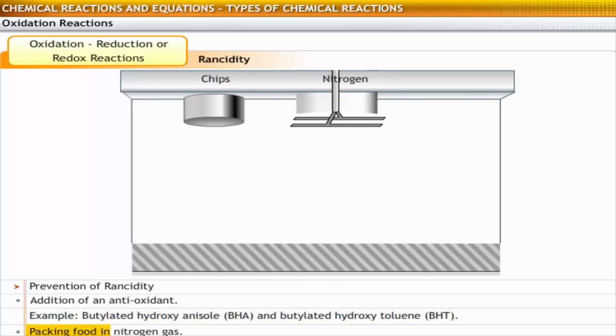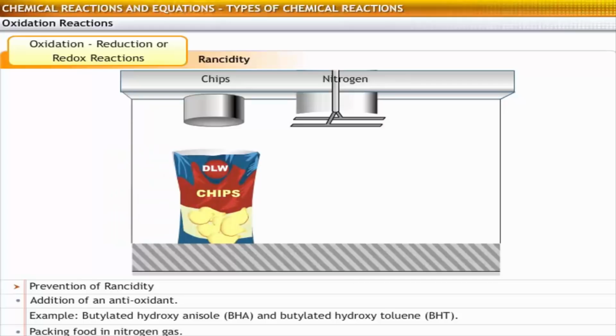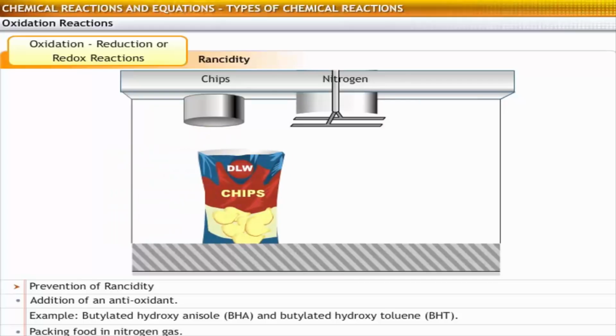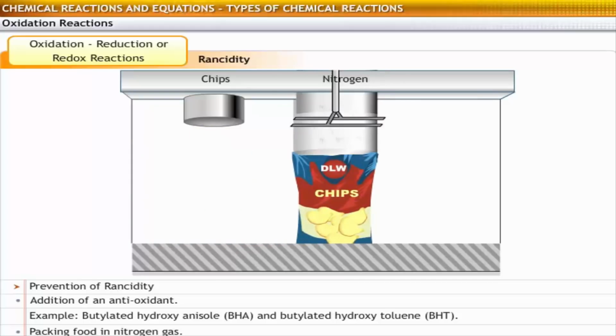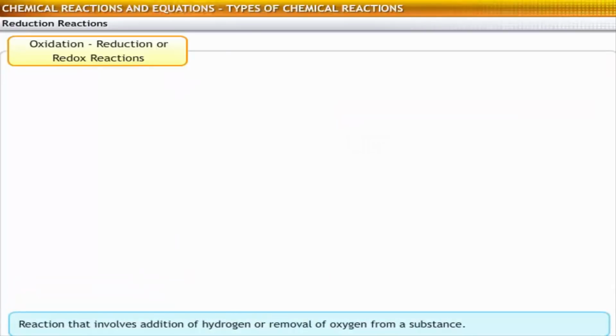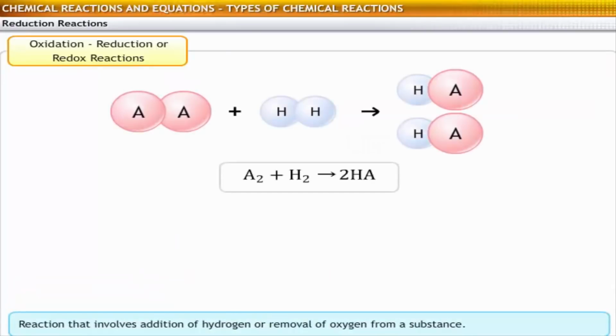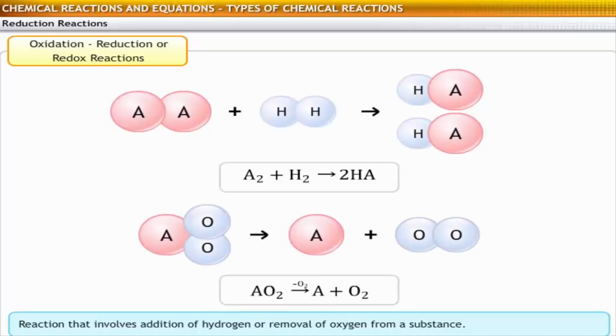The other way is packing food in nitrogen gas, as nitrogen prevents oxidation of food. For example, rancidity in potato chips can be prevented by flushing the bags with nitrogen while packing. A reduction reaction involves addition of hydrogen or removal of oxygen from a substance. It is exactly the opposite of an oxidation reaction.